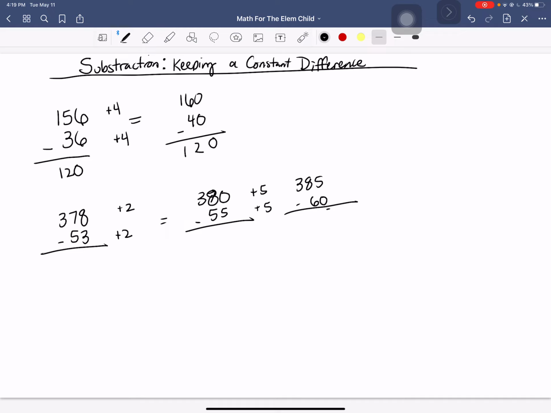So 5 minus 0 is 5, 8 minus 6 is 2, and then 3 minus nothing, we just bring the 3 down. So 378 minus 53 equals 325. And 380 minus 55 is equal to 385 minus 60, which is still 325.